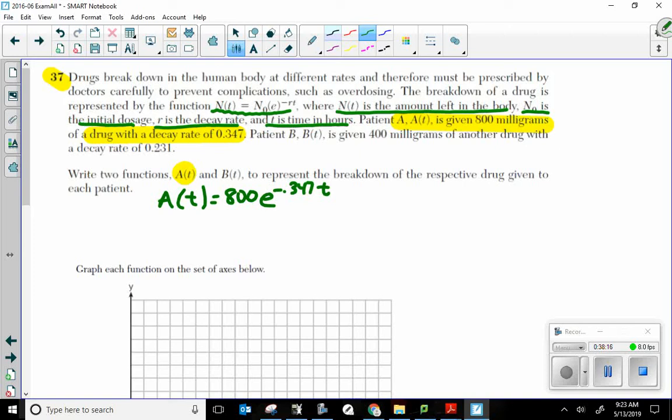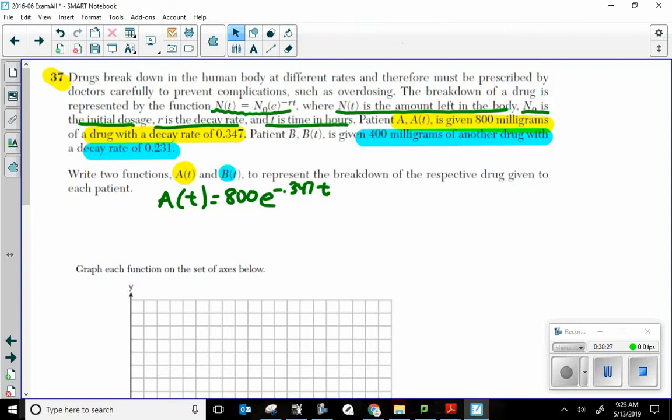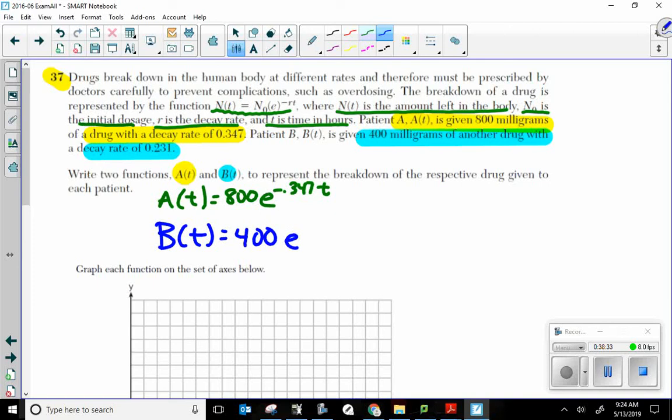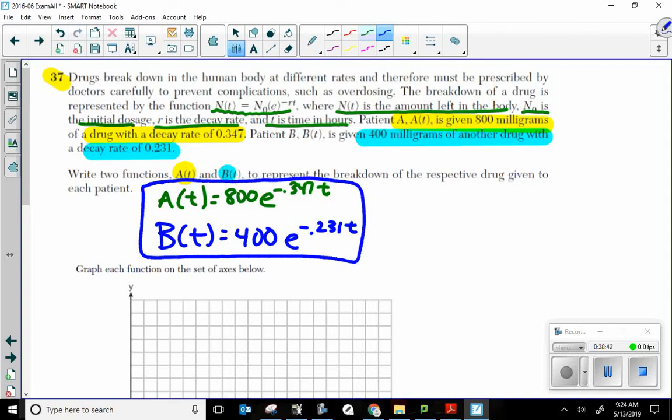That's it, okay? And for patient B, which I'm going to call B of t, they were given 400 milligrams to start, and the decay rate of 0.231. So B of t is going to be 400 e to the negative 0.231 times t. That's it. We're done with part A. I guess the first part, they're not A, B, C, or D.